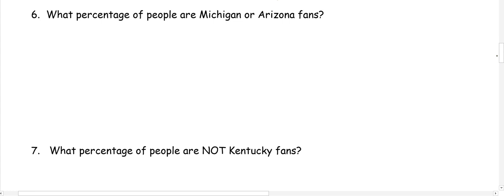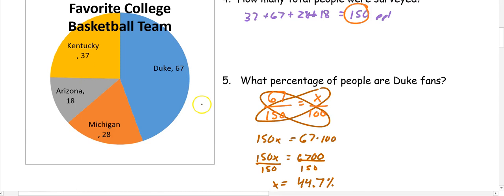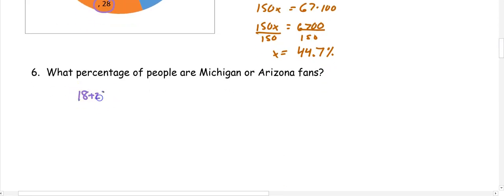Number 6, what percentage of people are Michigan or Arizona fans? So this time we're looking at two different schools that people picked. So we said Michigan or Arizona. So we want to add those two numbers together, the 18 plus 28. So 18 plus 28, we get 46 people. So 46 people picked either Michigan or Arizona. So we're going to set up our proportion here. So we have 46 people over the total of 150 people equals x over 100 because we're looking for our percent.